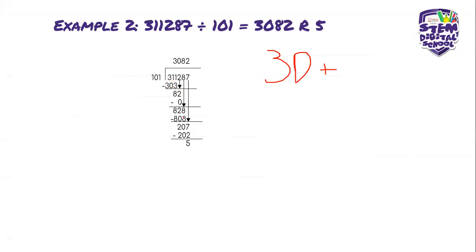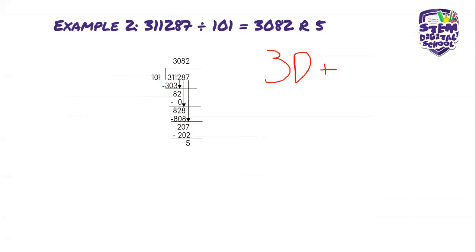And remember, we're always subtracting multiples, right? So we look for the multiple of 101 which is closest, which is 303, which is 3 times 101. 311 minus 303 gives me what? 8. Bring down the 2.